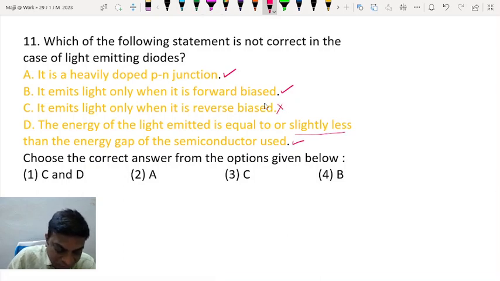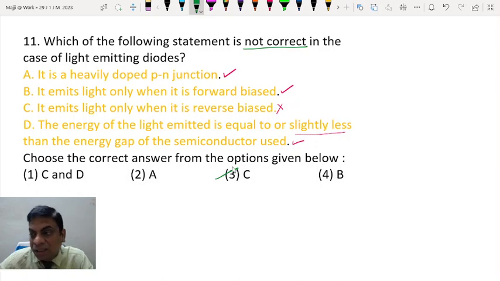This is wrong, students. Option 3 is wrong. It emits light only when it is reverse bias. If it is reverse bias, it will not emit any light theoretically. So that means we have to select the incorrect one. So option 3 is the incorrect one.